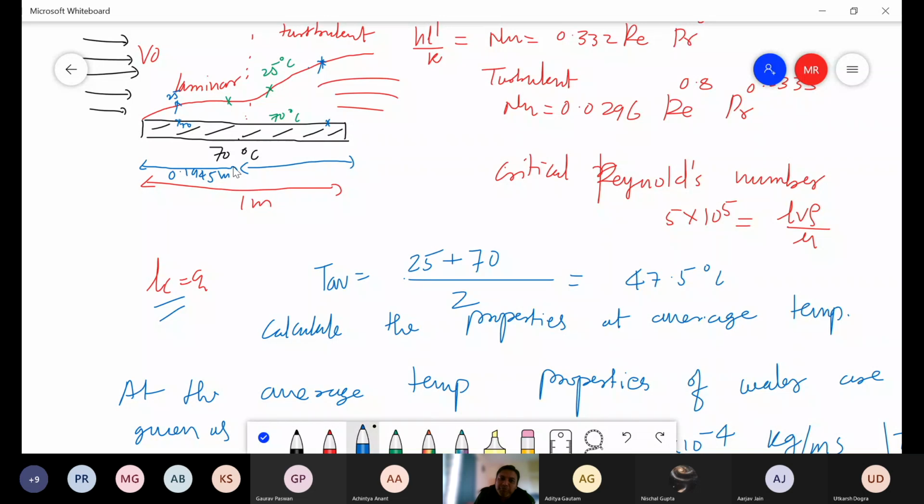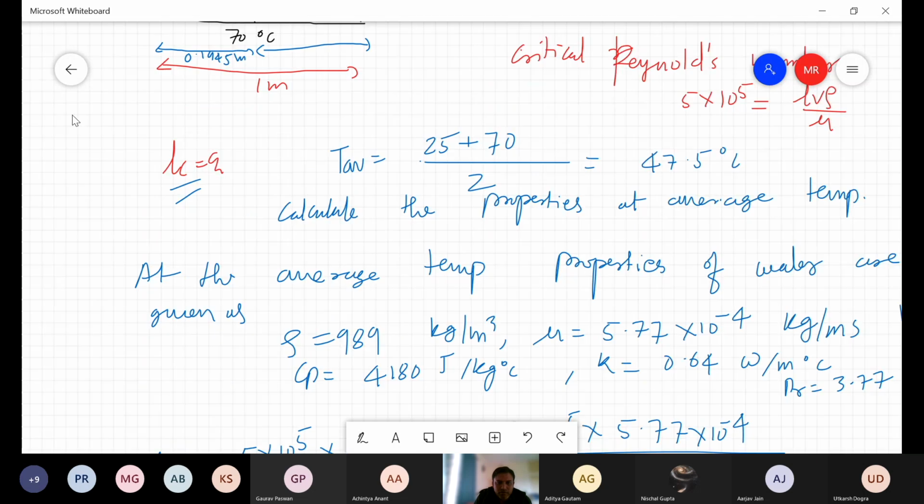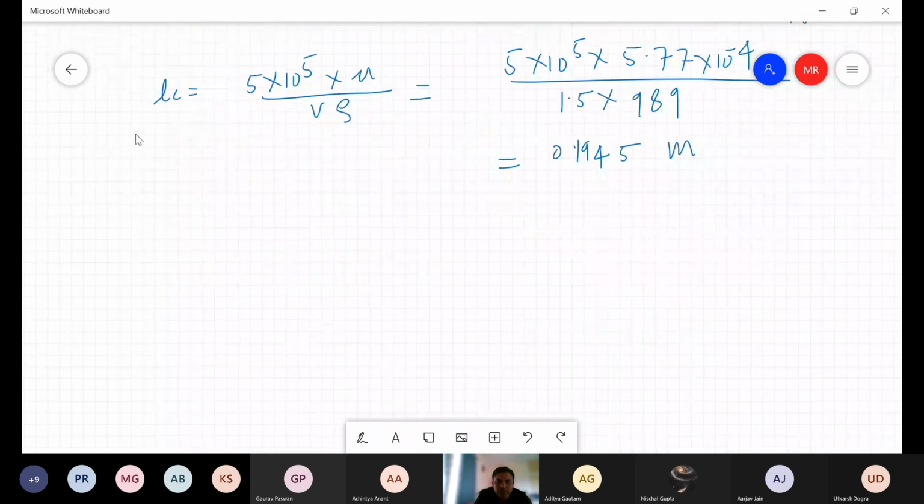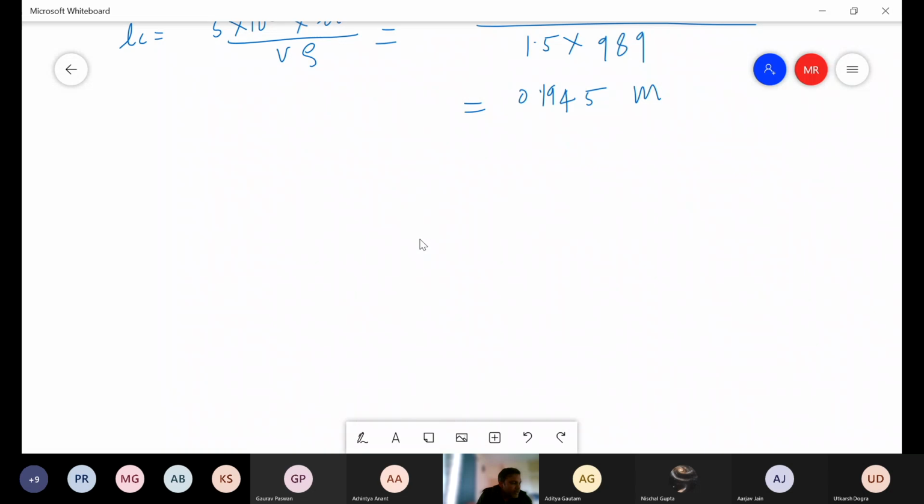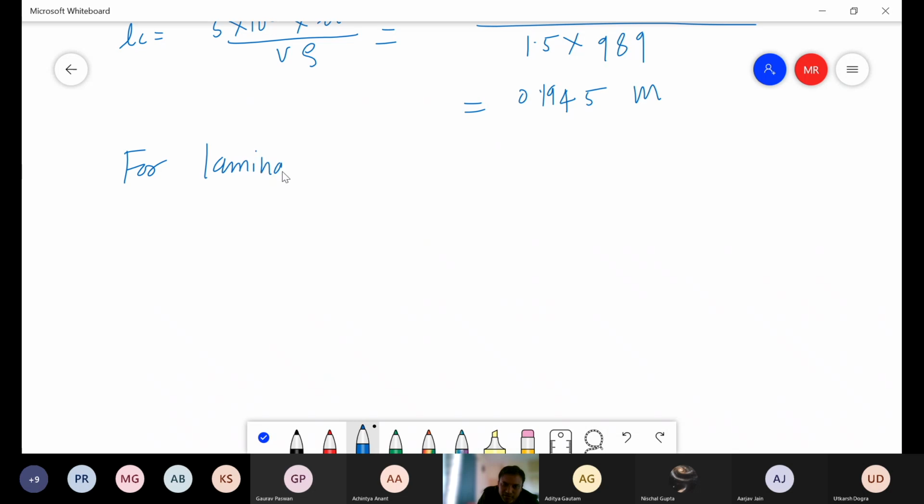All right. So now once we have obtained this critical length, I can put that value in this and calculate. Based on that, I can calculate the local and the average heat transfer coefficient, isn't it? So let's look at both these regions one by one. Okay, so now for the laminar region, what will be the Nusselt number?